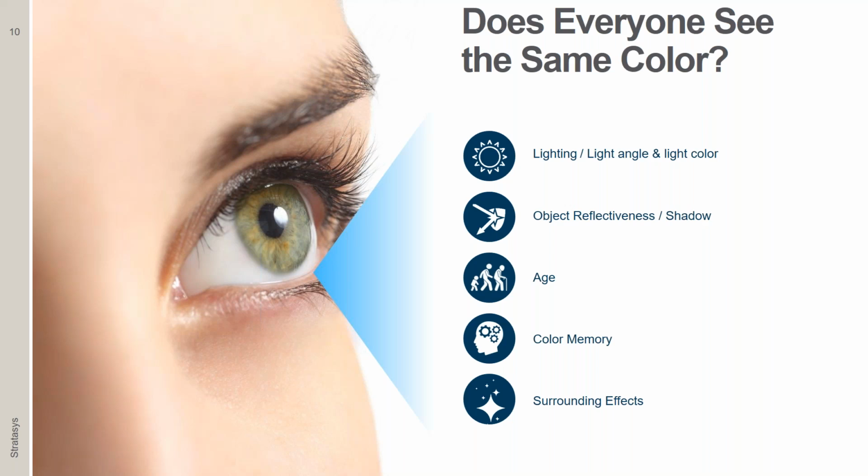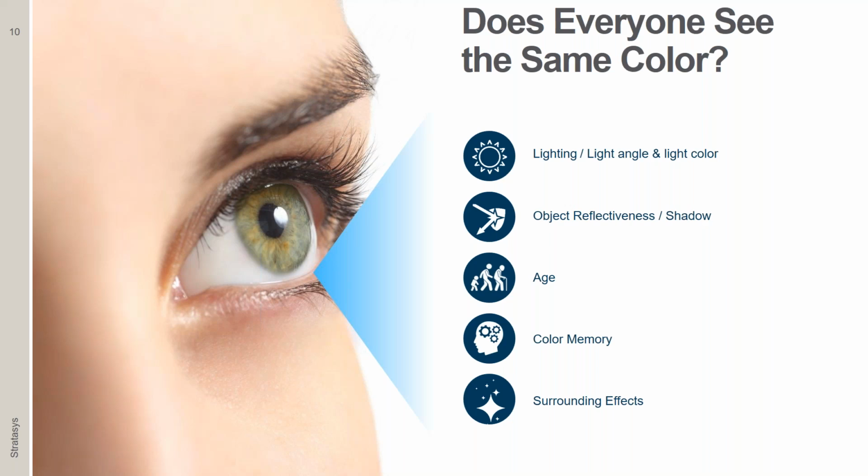Then there is a phenomenon called simultaneous contrast, in which the background on which we are evaluating color strongly affects our eye's ability to perceive the right color. So again, the surrounding effects irritate our eye, and this is why we see color differently when we have a different background.